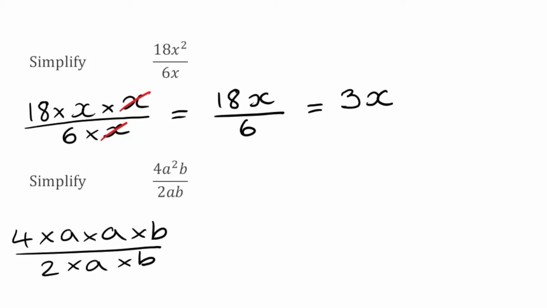So let's cancel some of these terms. Well, I've got a term of b that I can cancel with the term of b there. I've also got a term of a on top, which I can cancel with the term of a on the bottom. Now I've run out of terms of letters on the bottom, so what have we got left over? We've got 4 multiplied by a on top, which is just 4a, and then on the bottom we're just left with 2. So now we've got 4a divided by 2, which is just 2 lots of a.